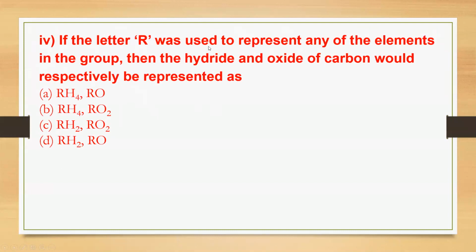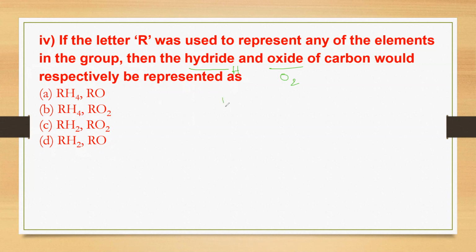If the letter R was used to represent any of the elements in the group, then the hydride and oxide of carbon would respectively be represented as. Yes, here R is one element that represents the elements in the group. Then what are the hydrides and the oxides? They form by reaction with hydrogen and oxygen; hydrides and oxides are going to form.